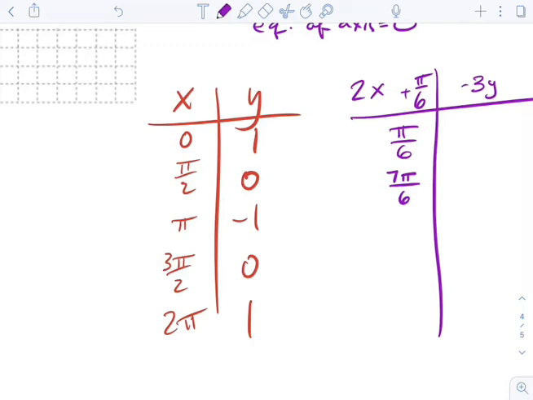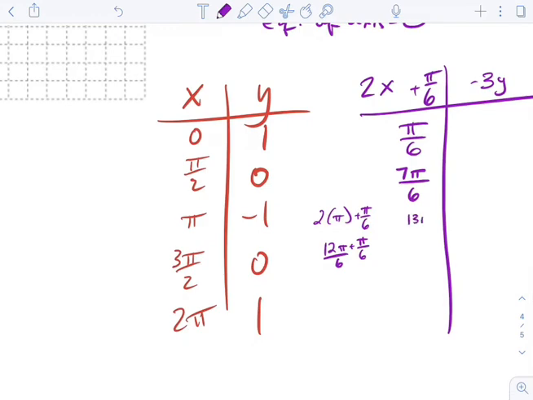Next one, we have 2 times pi plus pi over 6. Multiply them, 2 pi plus pi over 6. Get common denominators. For 2 pi would be 12 pi over 6. Add them for 13 pi over 6. And you probably see a pattern happening here, and usually you might see all the numerators are increasing by 6. So I know the next one's going to be 19 pi over 6, 25 pi over 6.